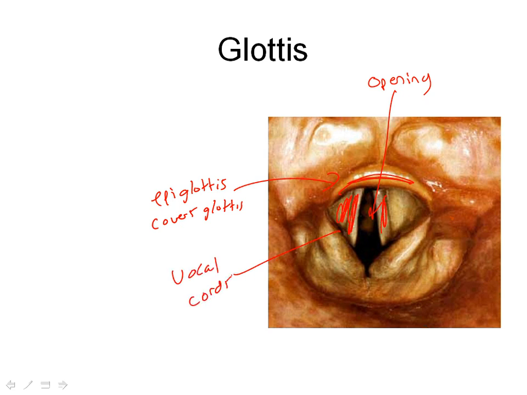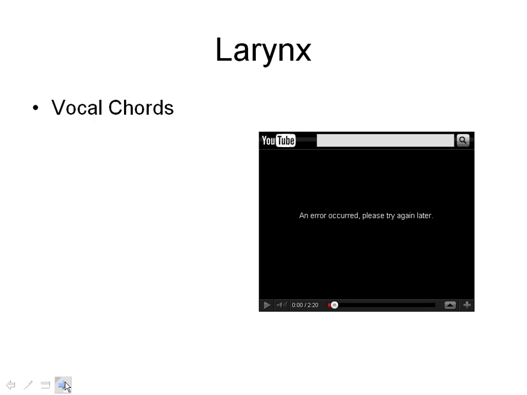And we'll talk about that in a second. Actually, we'll talk about it right now. So here's our vocal cords. This is what provides the pitch. So if the vocal cords are tight, when the muscles contract, it makes a higher pitch. And if they're loose, it's going to be a lower pitch.